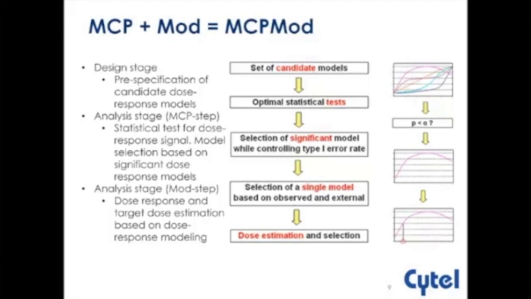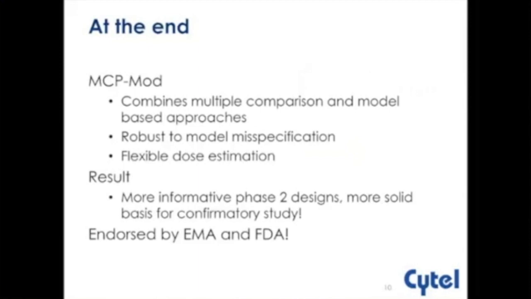dose of interest. So, in other words, MCP-Mod combines multiple comparison and model-based approaches. It tends to be robust to model misspecification, and it is quite flexible in dose estimation. So it results overall in more informative designs, which form a solid basis for a confirmatory study, and they have been endorsed by the two major regulatory agencies.